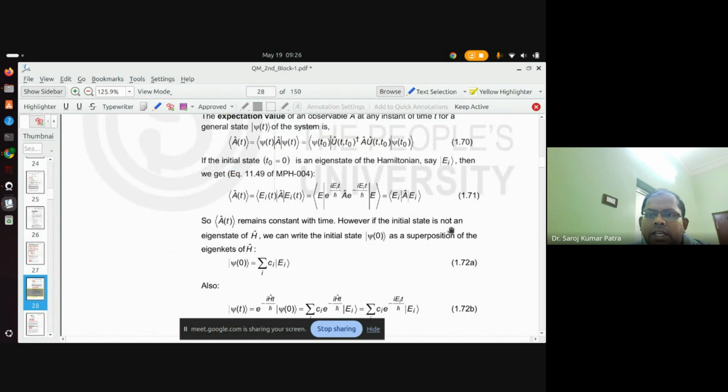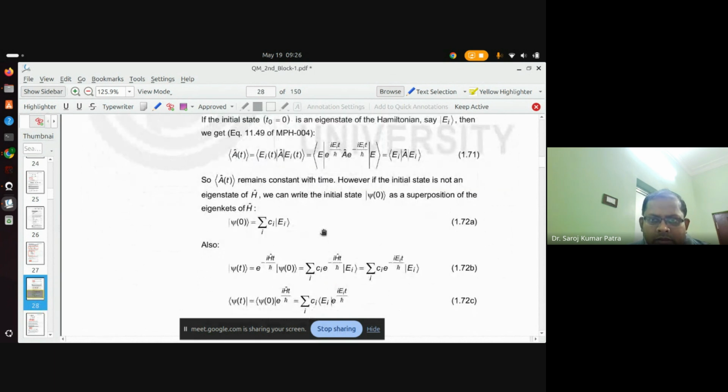However, if the initial state is not an eigenstate of H, we can write the initial state psi 0 as a superposition of the eigenstates, right? So if psi 0 is already an eigenstate, then it is obvious that we will not get any change in the expectation value.